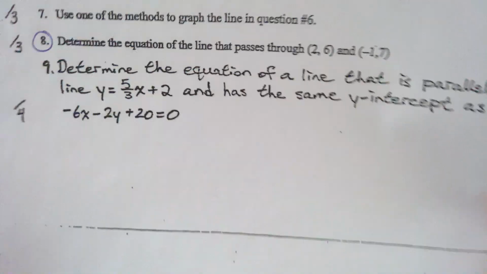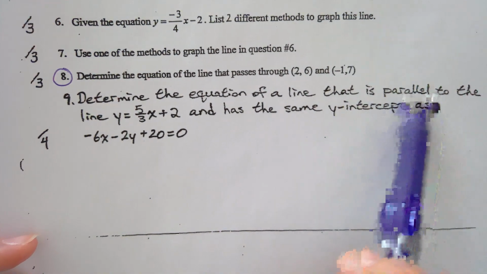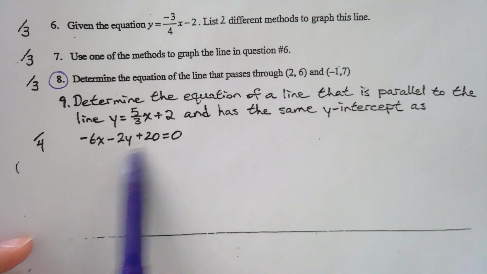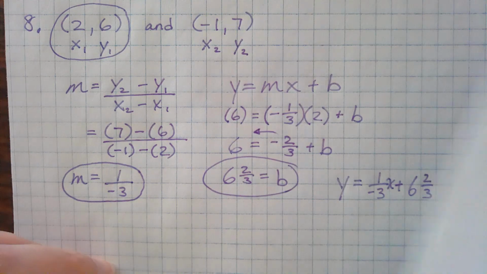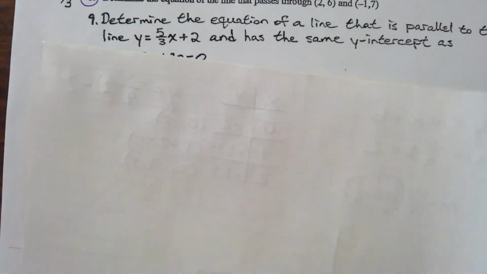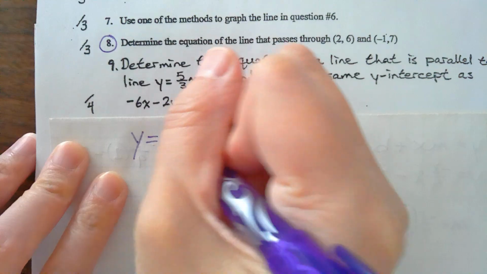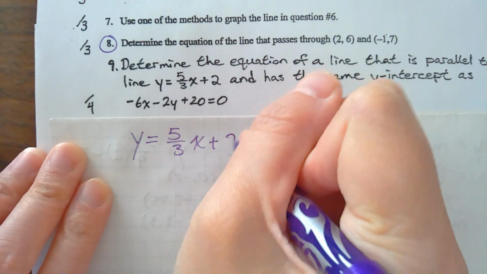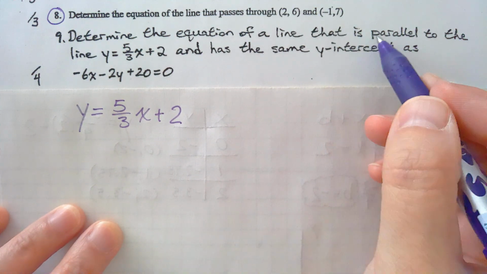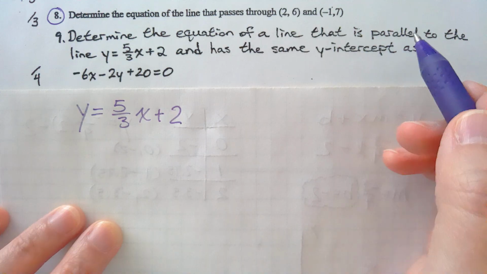Last question on this page. Determine the equation of a line that is parallel to the line y equals 5 over 3x and has the same y-intercept as this. Okay, so let me just put this here. Okay, so I have y equals 5 over 3x plus 2. Okay, and I say that my new line is parallel to it. What does it mean? What is it implying if it's parallel? Jonathan?